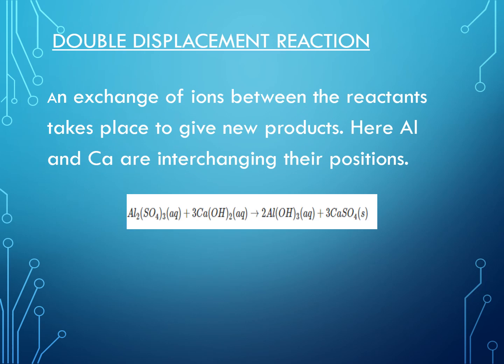Double displacement reaction, as the name suggests, is a displacement of two ions, in a double way. Here is an example taken of aluminum sulfate and calcium hydroxide. So what happens here is aluminum and calcium, they both interchange and two new products are formed, that is aluminum hydroxide and calcium sulfate. So that is an example of a double displacement reaction.